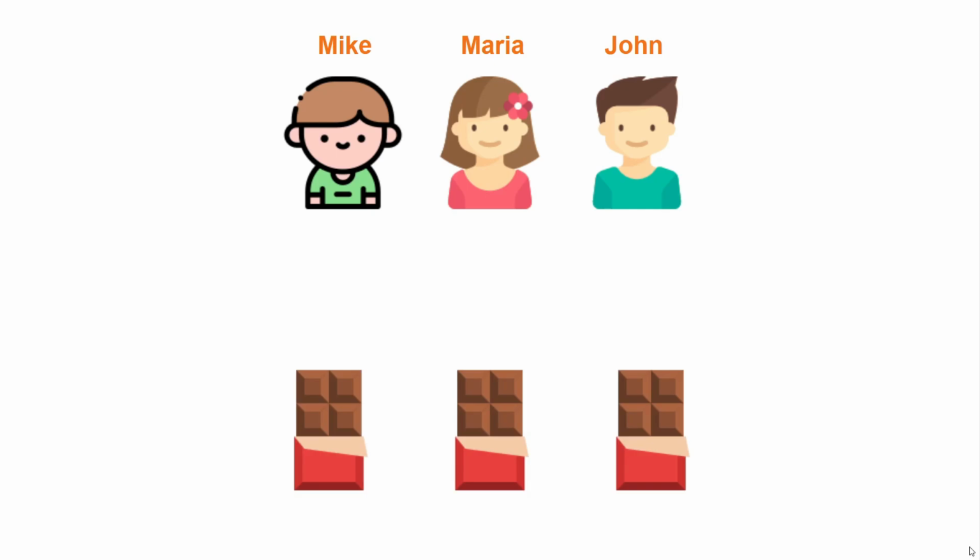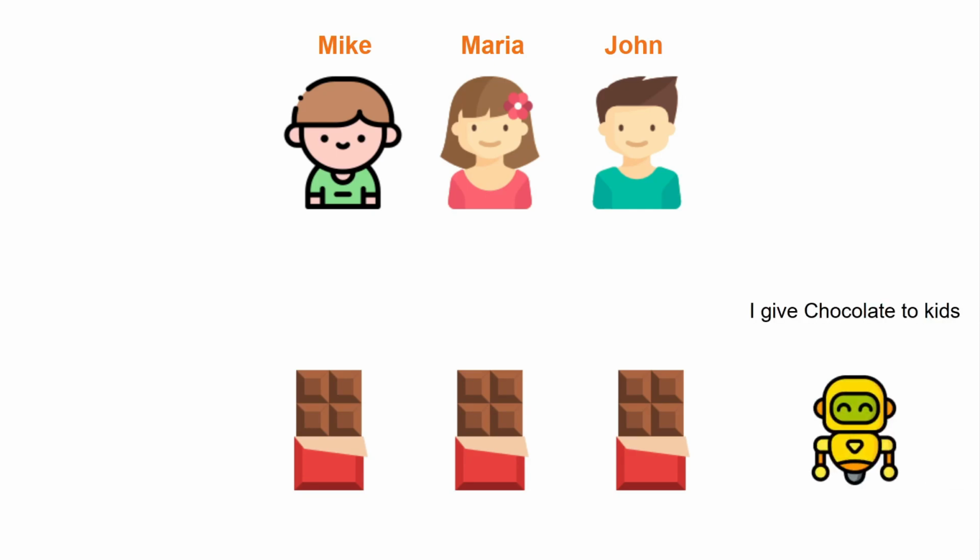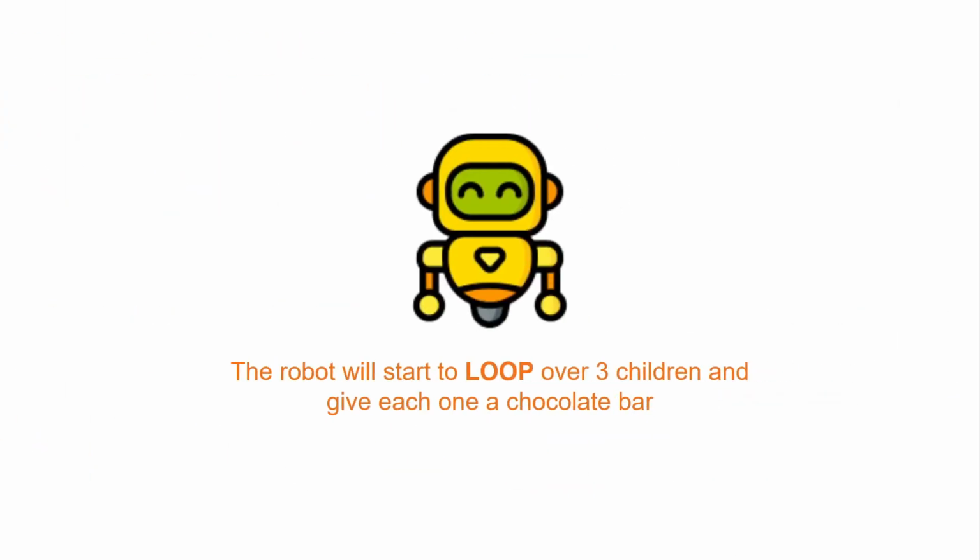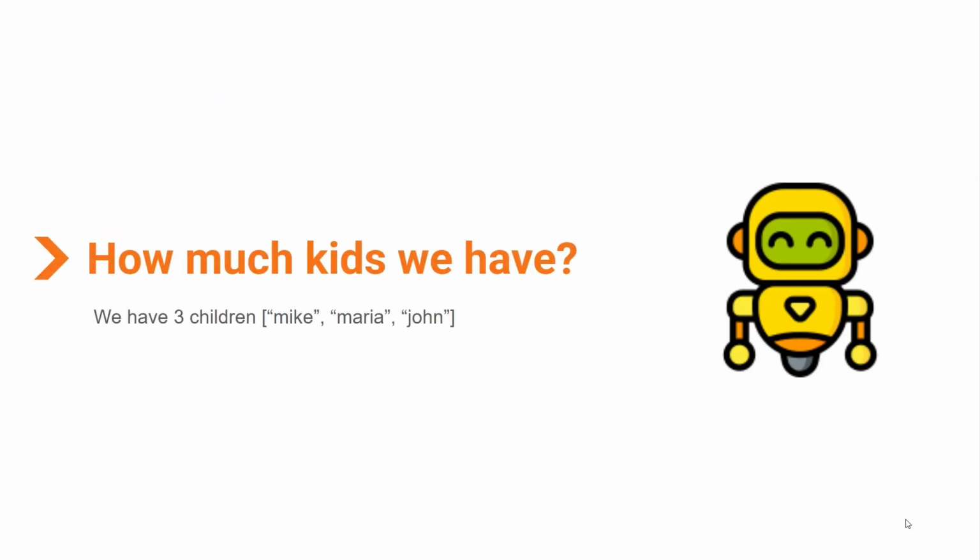Again, we have the average 3 chocolate bars, and here we have our robot. He gives chocolate to kids, like we saw in the story in part 1 of loops. Now a lot of things have changed. The robot will start to loop over 3 children. I didn't say 3 times, I said 3 children, and give each kid 1 chocolate bar.